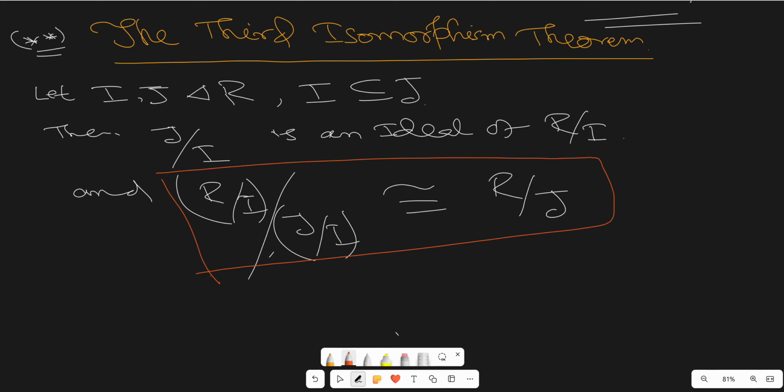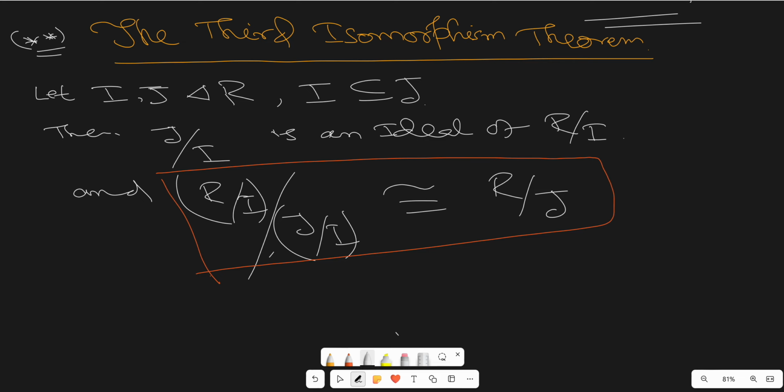Am I clear with you? So that's the theorem here. How do you prove it? I will prove this theorem, do not worry. So is the statement clear or not?